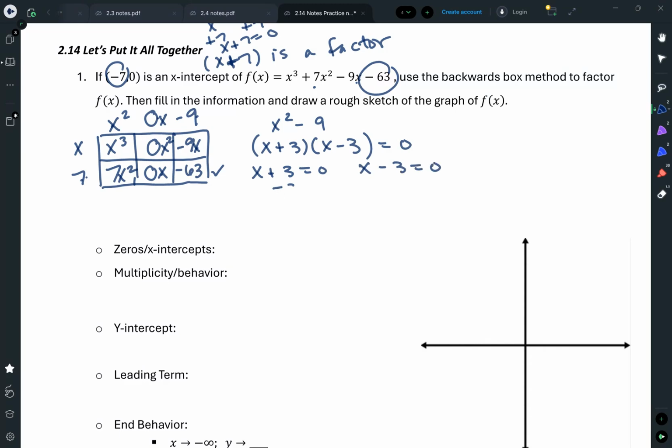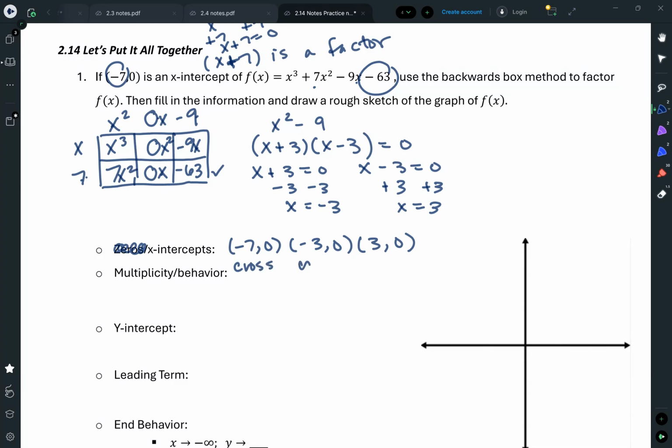then if I keep solving, I get an x-intercept of negative 3, a 0 of negative 3, and a 0 that's positive 3. So as intercepts, though, I want to write them comma 0. So my zeros are x-intercepts. Let's write x-intercepts. X-intercepts are going to be (-7, 0), (-3, 0), and (3, 0). All of these factors are to the first power. So that means we're going to cross at all of them. There's no square up here in the corner that would make it bounce.